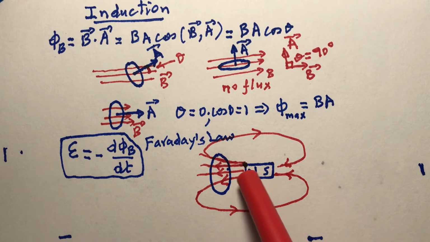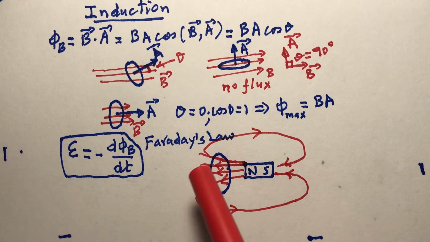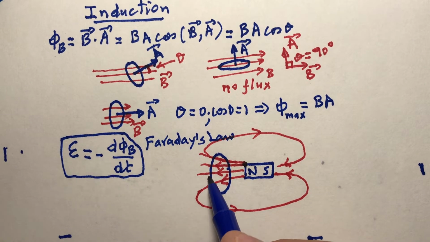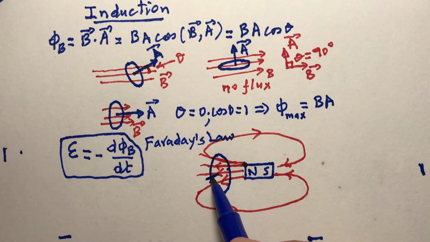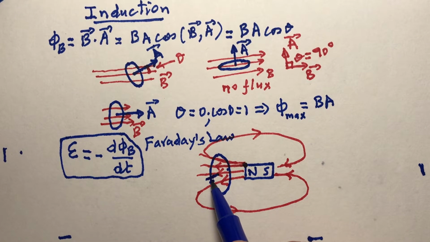If you have a change in flux, you're going to create a current. You're going to create a voltage. It's like you have some imaginary battery here, and that imaginary battery is generating a current. But that imaginary battery doesn't exist physically. There is no battery there.